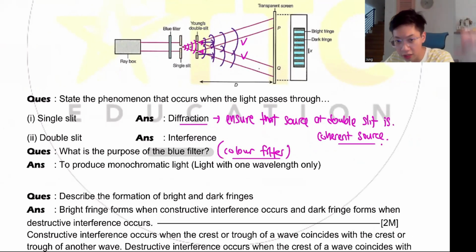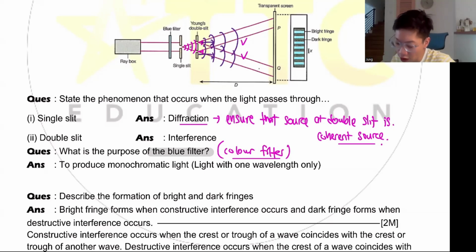Why do we need a color filter? Just curious, do you all do this experiment in school? I don't think so, right? Oh yes, or you all did this experiment in school? If you did this experiment before in school, it's quite fun, okay?